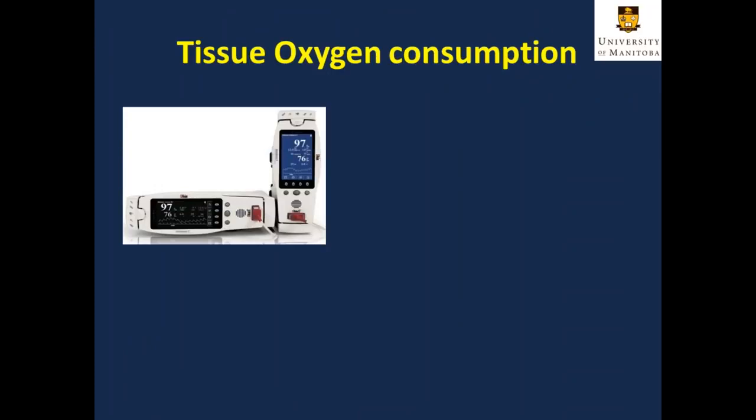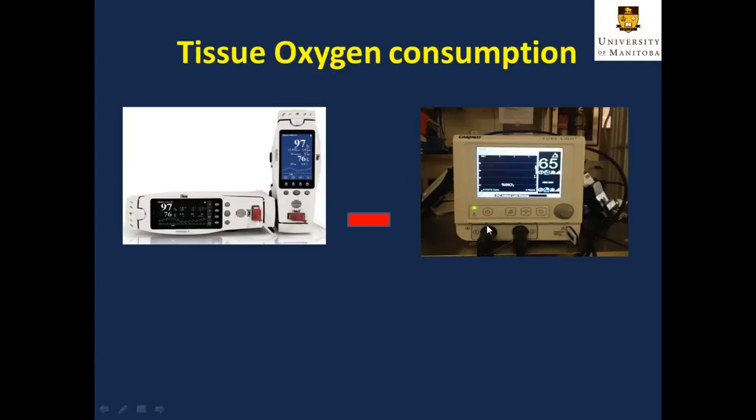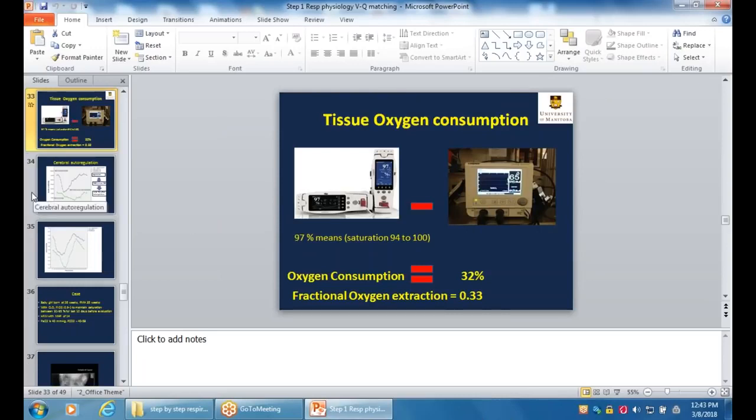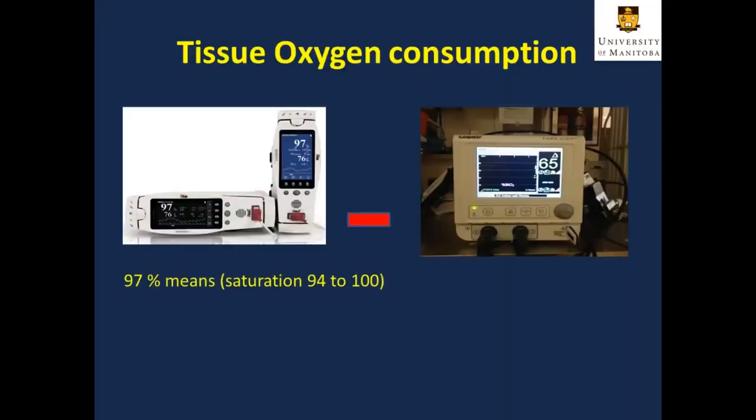What about tissue oxygen consumption? We are using pulse oximetry, and we have 97%. And if you have near-infrared spectroscopy, now we can understand the oxygen consumption, because simply the oxygen consumption is the difference between both. The difference between both was around 32%, which is normal. Oxygen consumption between 20 to 30% is considered normal.